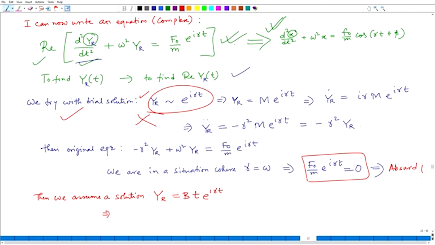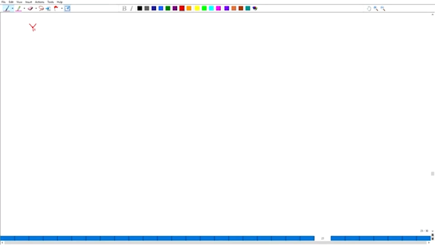Then yr dot will simply be equal to b e to the I gamma t plus I gamma b t e to the I gamma t. So, it should be b times 1 plus I gamma t, e to the power I gamma t. What is the double dot for yr? So, yr double dot will simply be equal to I b, yes, I have to just check this one.